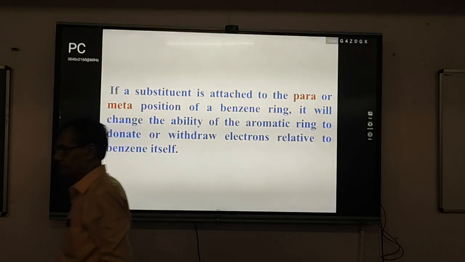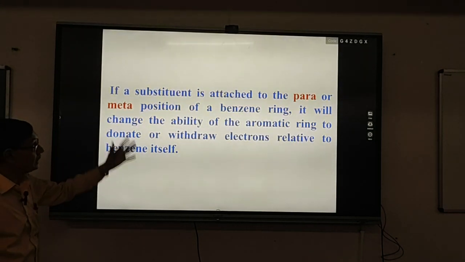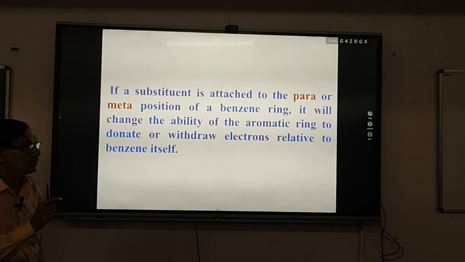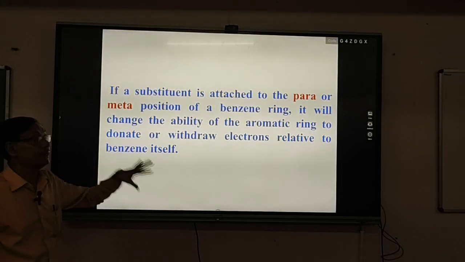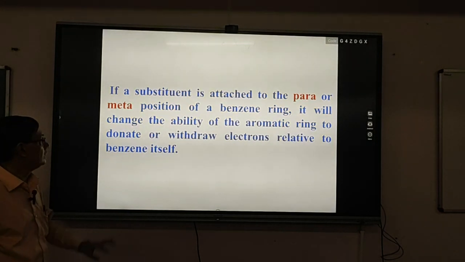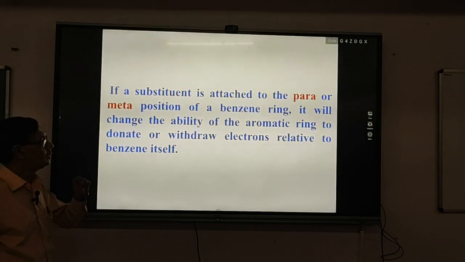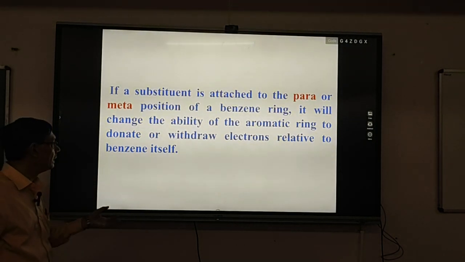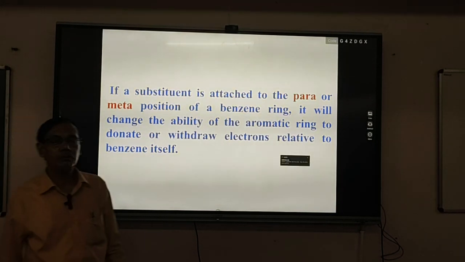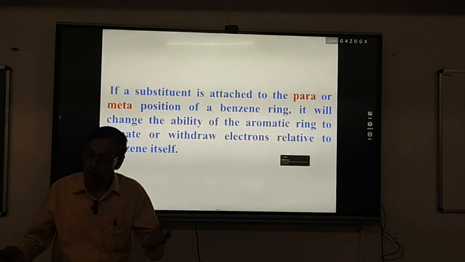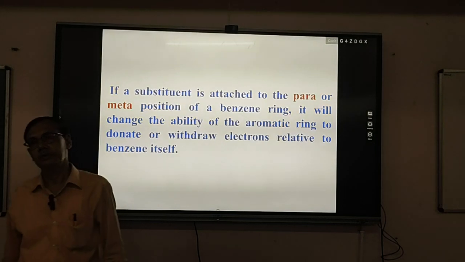So therefore, you just focus on this. If a substituent is attached to the para or meta position of a benzene ring, it will change the ability of the aromatic ring to donate or withdraw electrons relative to benzene itself. Gradually, I'll explain the role of electron withdrawing group and electron donating group.